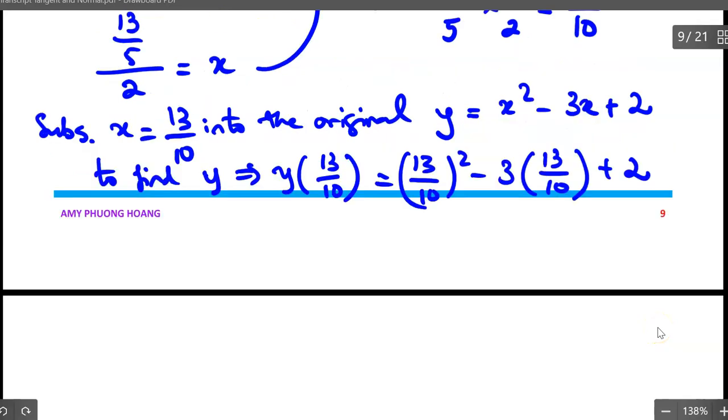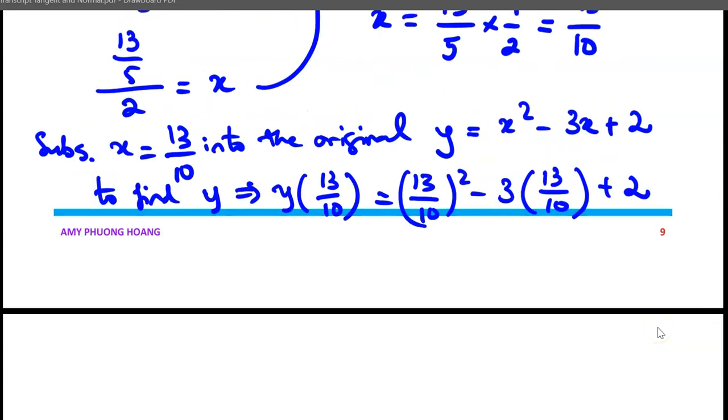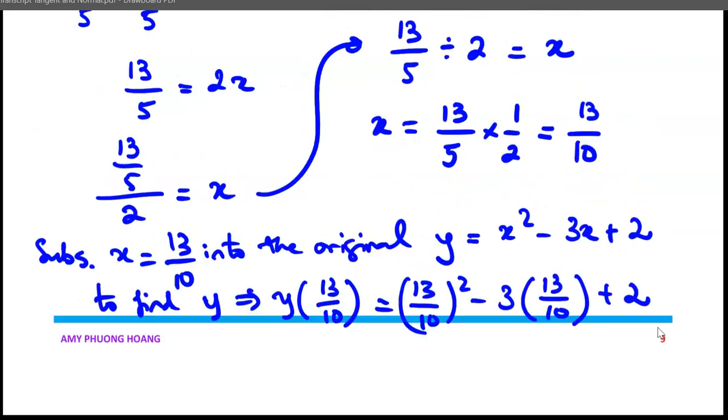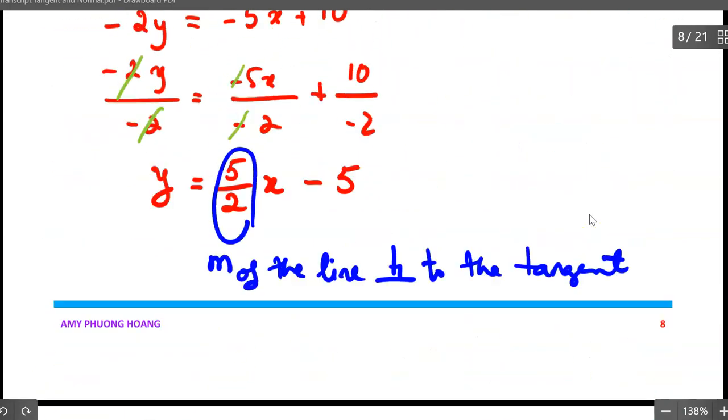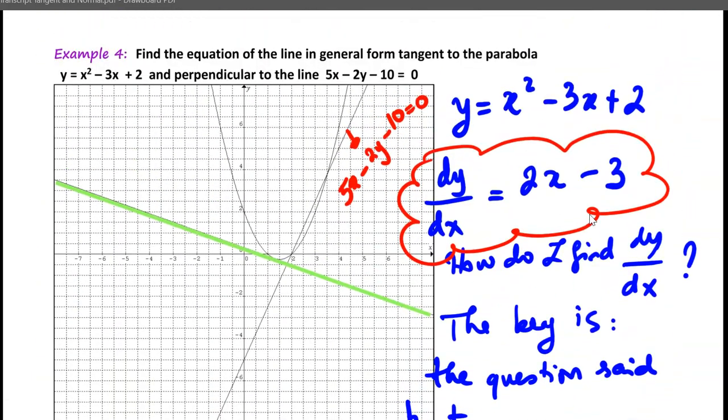Hello everyone. I would like to continue with the previous video. We left off where we found x, and then we figure out y by substituting the value of x, which is 13 over 10, into the parabola to figure out the value for y. Before I continue, I would like to go back and review a little bit for everyone here.